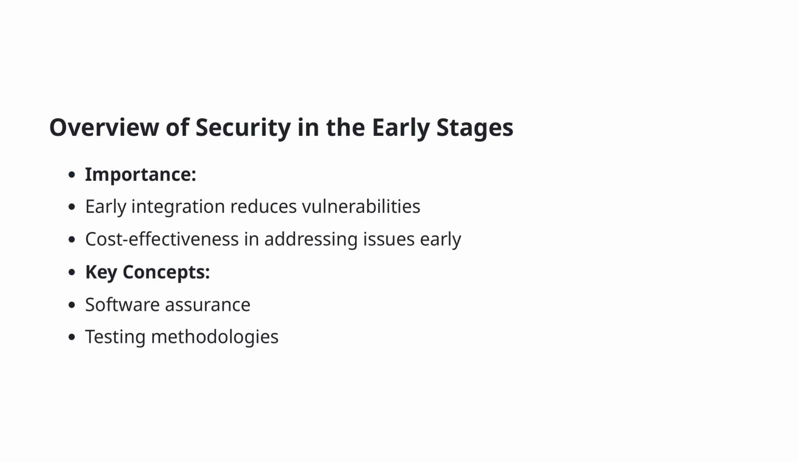In this slide, we are focusing on the overview of integrating security in the early stages of the system's lifecycle. There are two main points of importance that we need to consider. First, early integration of security measures significantly reduces vulnerabilities. By addressing potential security concerns at the onset, we can prevent them from becoming larger issues down the line. This proactive approach ultimately contributes to a more robust and secure system.